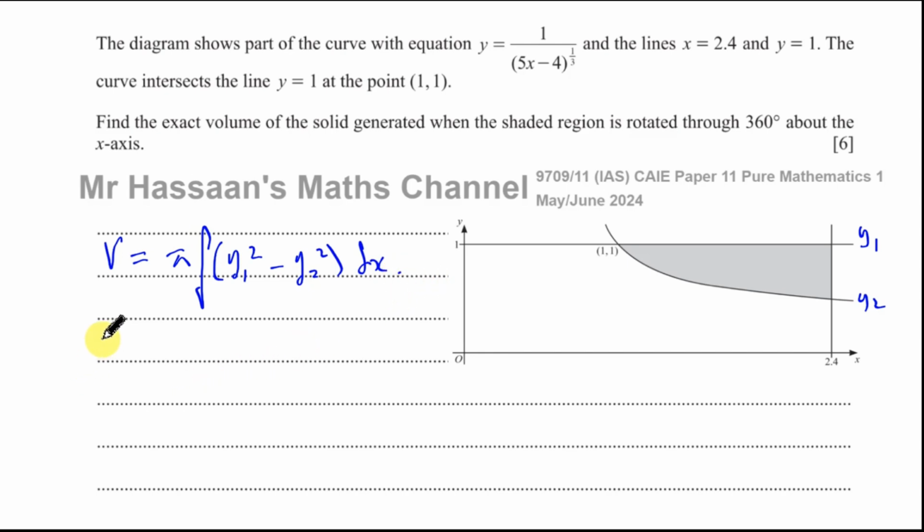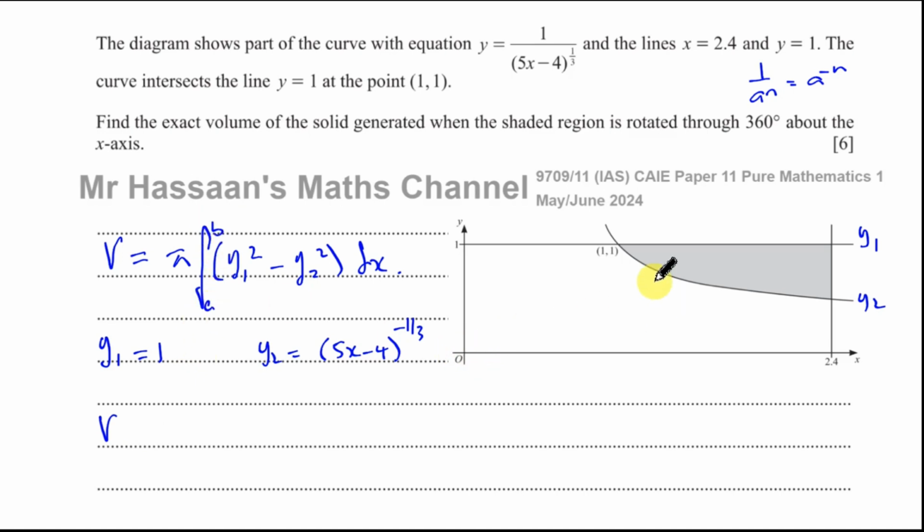Right? Now y1 is equal to 1, y equals 1, and y2, the second formula, the one underneath it, is this one, which I'm going to write as 5x minus 4 to the power of negative a third. Just using the laws of indices to write this on top. As we know, 1 over a to the power of n is the same as a to the power of negative n. Okay, so that's y2 squared. So we've got to find the limits a and b.